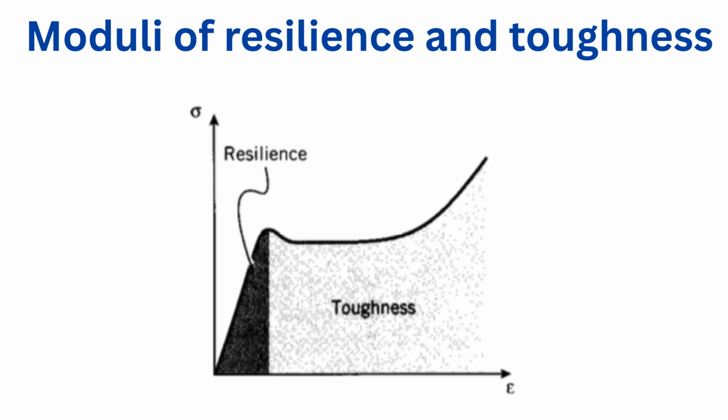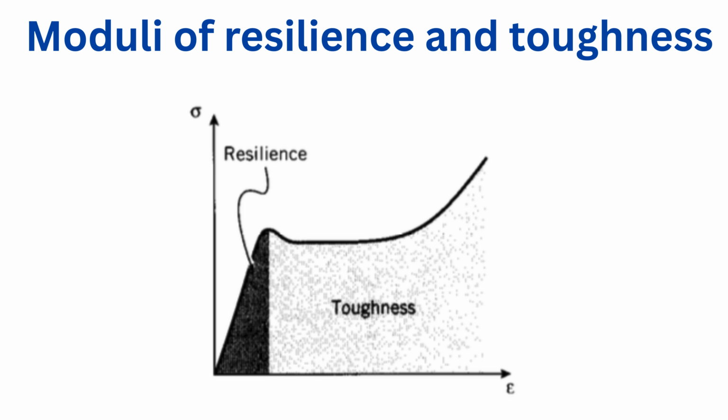The area up to the yield point is termed the modulus of resilience, and the total area up to fracture is termed the modulus of toughness. The term modulus is used because the units of strain energy per unit volume are Newton per meter square, which are the same as stress or modulus of elasticity.